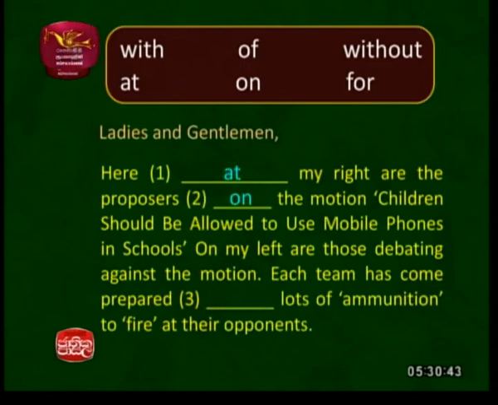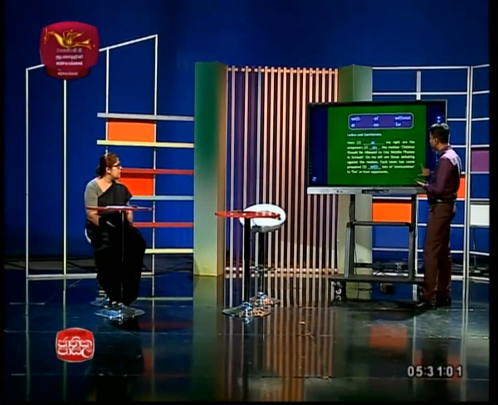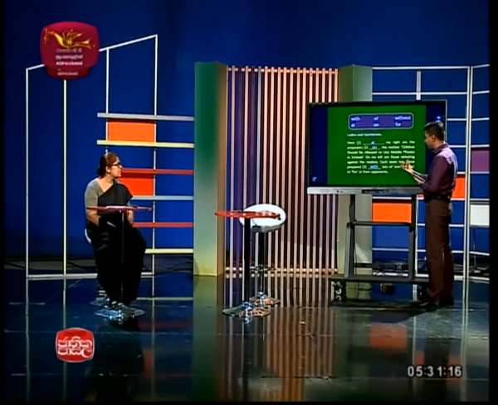On my left are those debating against the motion. Each team has come prepared with lots of ammunition to fire at their opponents. ප්‍රතිවාදීන් නේද? Ammunition is a kind of a weapon. මෙතන පොඩ්ඩක් කෙලින් කියන්නේ නැතුව within inverted commas දාලා තියෙන එකයි දරුවනේ. Yeah, they are trying to fire with a lot of ammunition at their opponents. Ammunition කියලා කියන්නේ මේ උණ්ඩ. ෆයර් කරන්න බලාපොරොත්තු වෙන, යුද්ධයක් නෙමෙයි නමුත් මේ ඩිබේට් එකක්නේ.